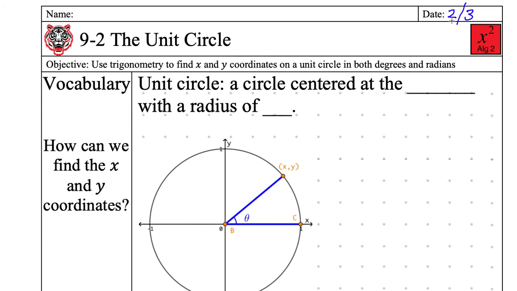What is our objective for today, Beverly? Use trigonometry to find x and y coordinates on a unit circle in both degrees and radians. Beautiful, there it is. All right, so again, what is a unit circle? It's centered where with a radius of what? It does have a radius of 1. Everyone write it down. R is equal to 1.